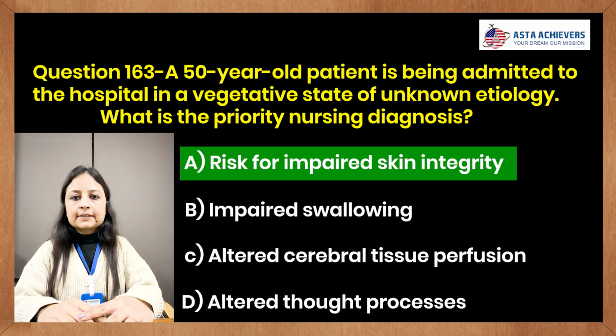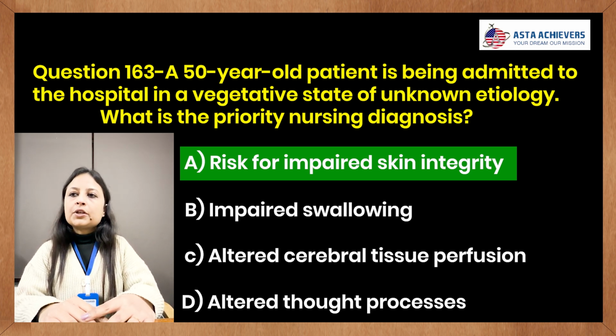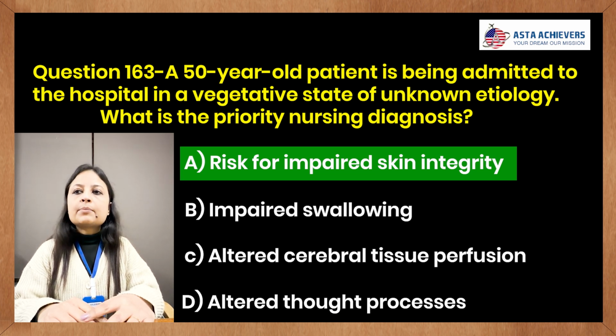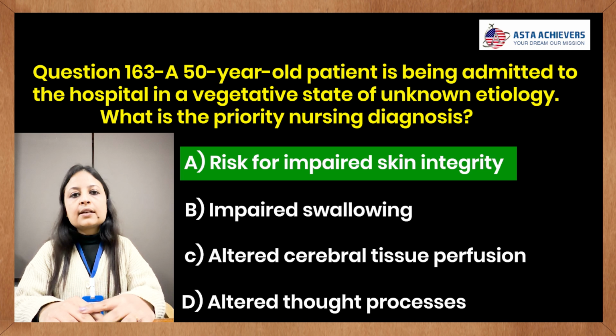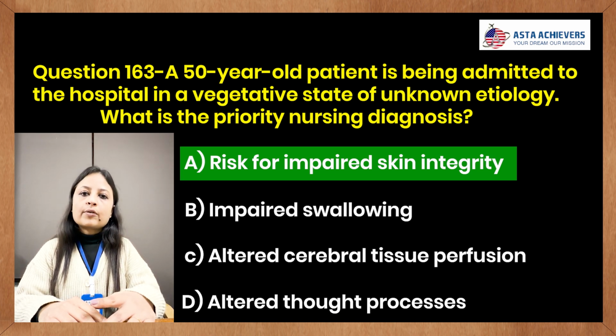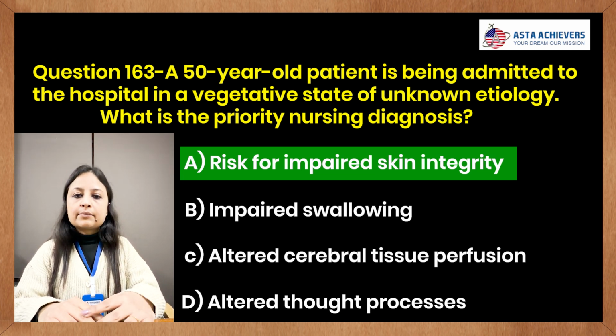Question number 163. A 50-year-old patient is being admitted to the hospital in a vegetative state of unknown etiology. Which of the following is the priority nursing diagnosis? Option A, risk for impaired skin integrity. Option B, impaired swallowing. Option C, altered cerebral tissue perfusion. Option D, altered thought process.